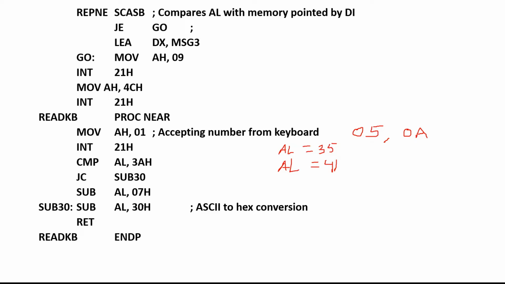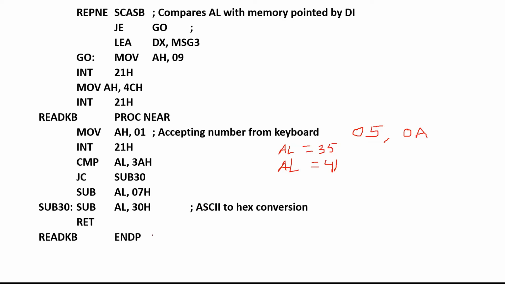Subtract 30 from it. If not, that means you have entered A, B or something, and the jump on carry condition is not satisfied, so my carry flag is not set by the comparison. Then I will subtract 7 and then subtract 30. That means I am actually subtracting 37, as explained, to convert the value of AL into its hexadecimal value. Either I subtract 30 if it is a digit, or I subtract 37 if it is an alphabet A, B, C, D to F, to convert it into the equivalent hexadecimal value.